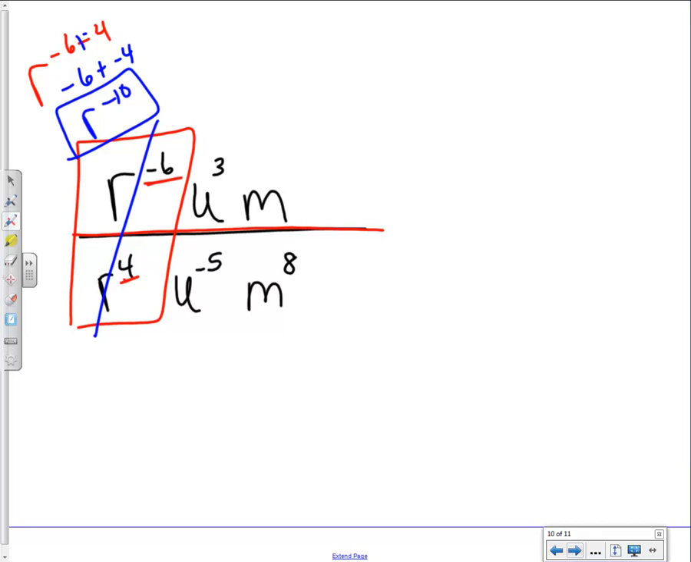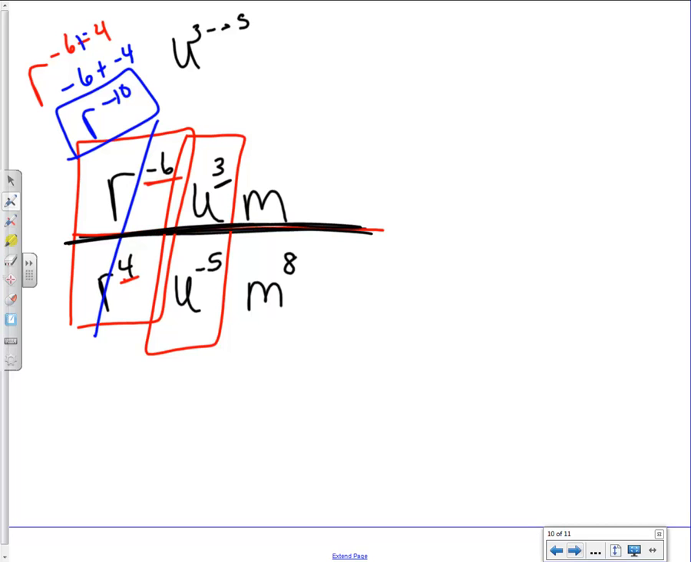Okay, the next piece is this guy here. It's going to challenge your addition and subtraction of signed numbers rules. u, 3 minus a negative 5. How did I get minus a negative 5? This bar right here is the subtraction problem, and it was a negative 5. I'm going to change the sign, and so 3 plus 5, or u to the 8th power is what I have.